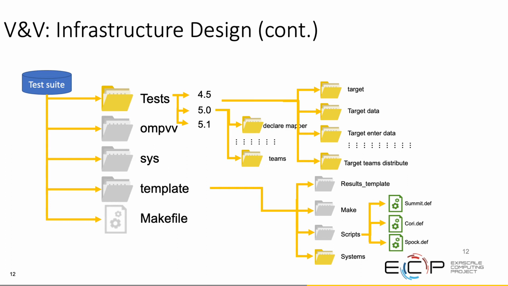Now in the test directories, we have divided the tests according to the specification version. So 4.5 specific tests are obviously in the 4.5 folder. 5.0, the delta, the new things that have been introduced in 5.0, you can find that in the 5.0 folder, and so on and so forth.